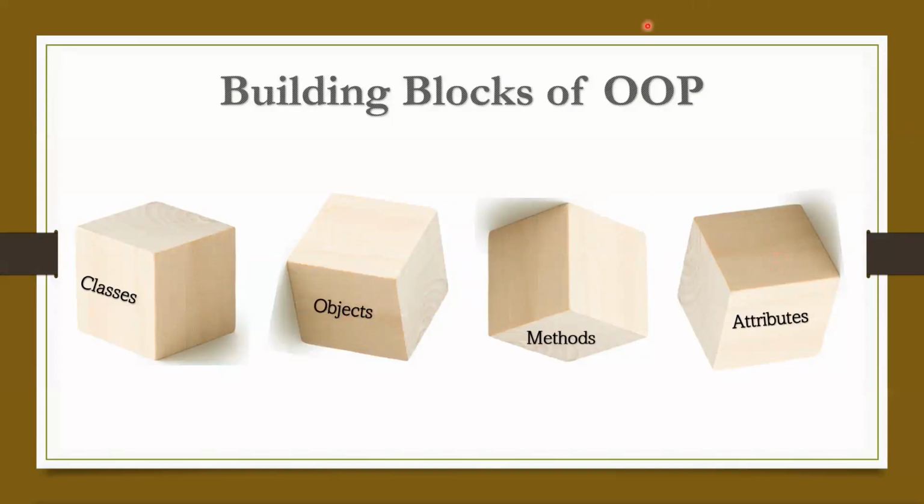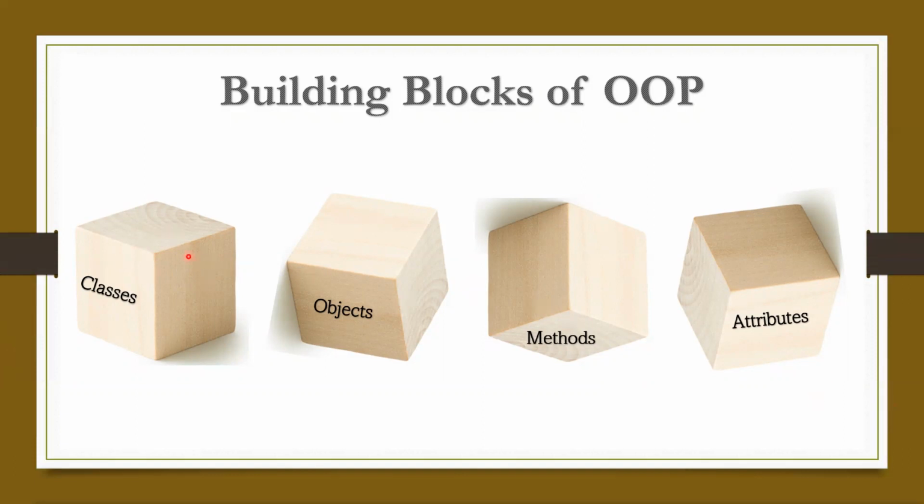These are the building blocks of OOP, object-oriented programming. Basically, we have 4 different blocks, or you can say the fundamental things of OOP. One is called classes. These classes are kind of data types, a blueprint of objects, attributes, and methods. This is the blueprint of all these things, so it is actually a kind of data type.